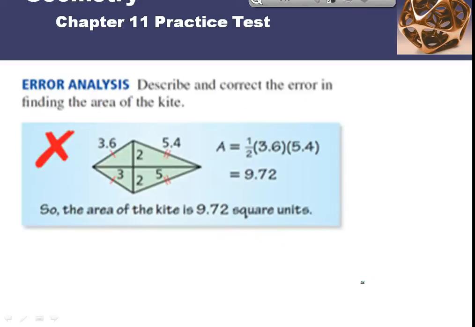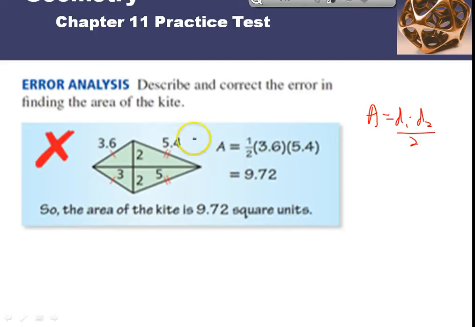Alright, number 6. Error analysis. So we have to describe and correct the error in finding the area of a kite. Well, it doesn't really tell us what the formula is, but we know that the formula is diagonal 1 times diagonal 2 divided by 2. So it looks like they have two numbers that they're multiplying together and they're dividing by 2. So that looks like they're probably using the right formula. Now we just have to make sure that the numbers that they're using are correct.